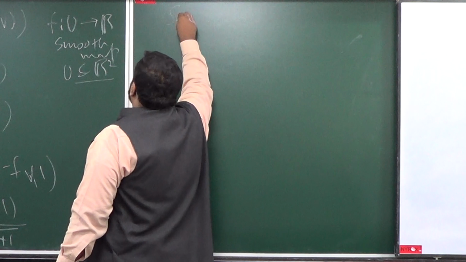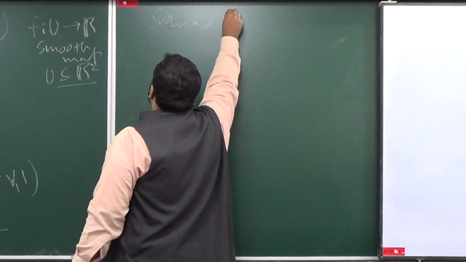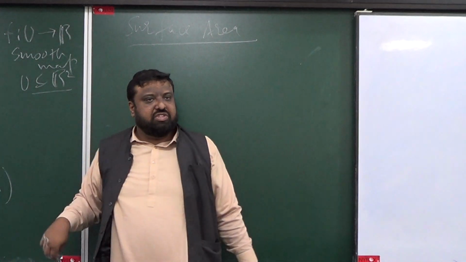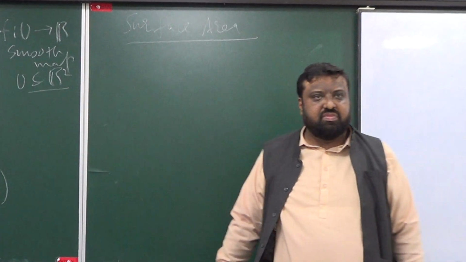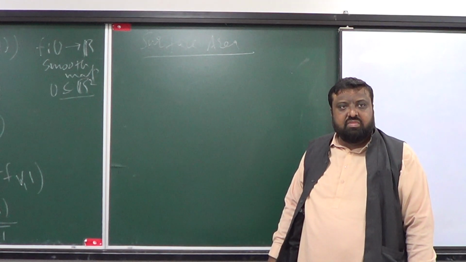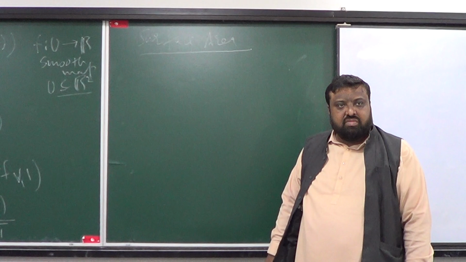The next thing is how to compute the surface area. So what do you think should be the intuitive way to really compute the surface area? So we were saying there that if we take the cross product of partial u and partial v of P, we get a small chunk.